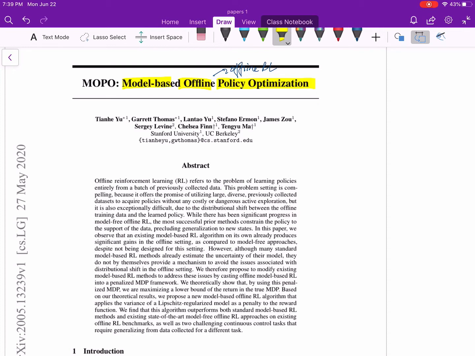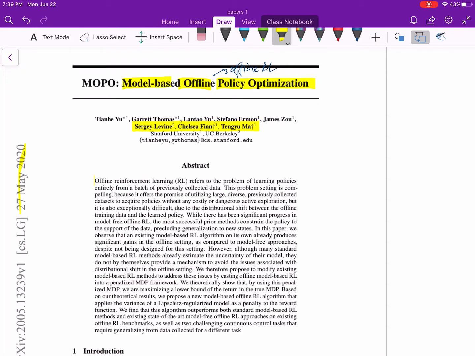Sergey Levine, Chelsea Finn, and Tengyu Ma, all three professors have contributed to the RL community with so many works. So, yeah, this is one of the new works which was published on 27th May 2020 on offline RL. So, yeah, let's get into this paper, the main content of this paper at least. I'll begin with the abstract as usual.